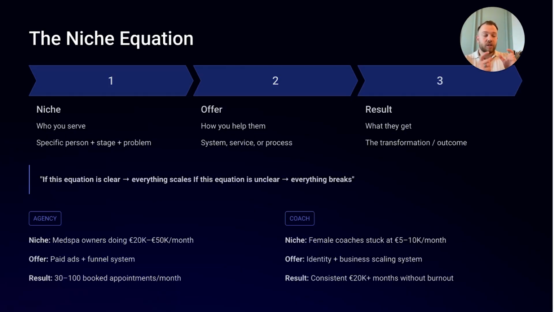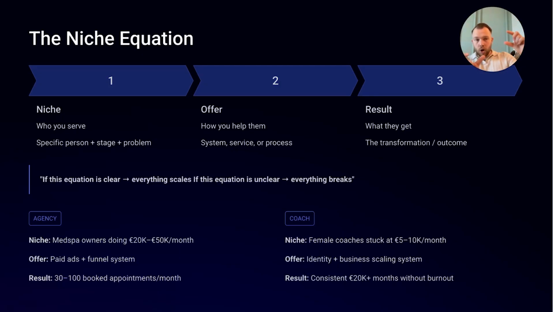So the offer is solving the gap. It's solving where they are now to where they want to go, and it solves that with what's in between, right? So the offer is the middleman. The niche is speaking to these people, and the result is what they want. So the niche starts here, the offer is here, and the outcome is this.